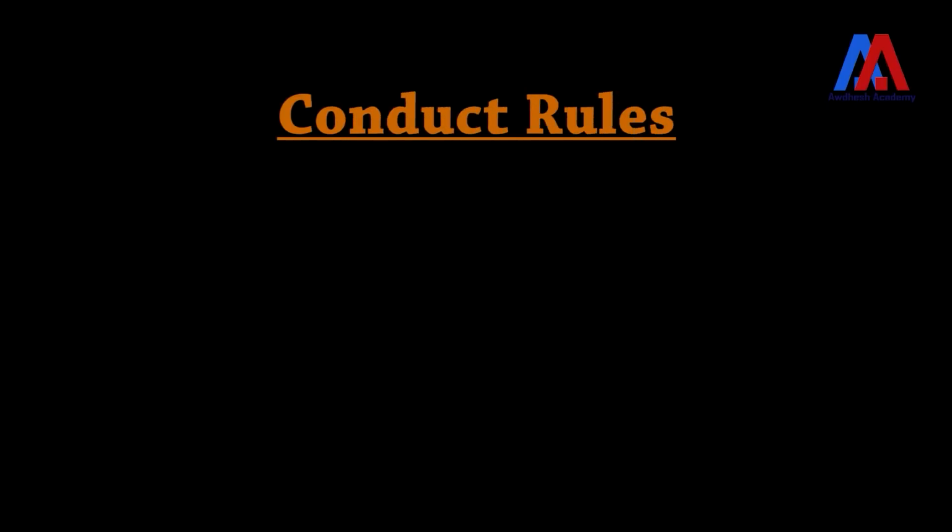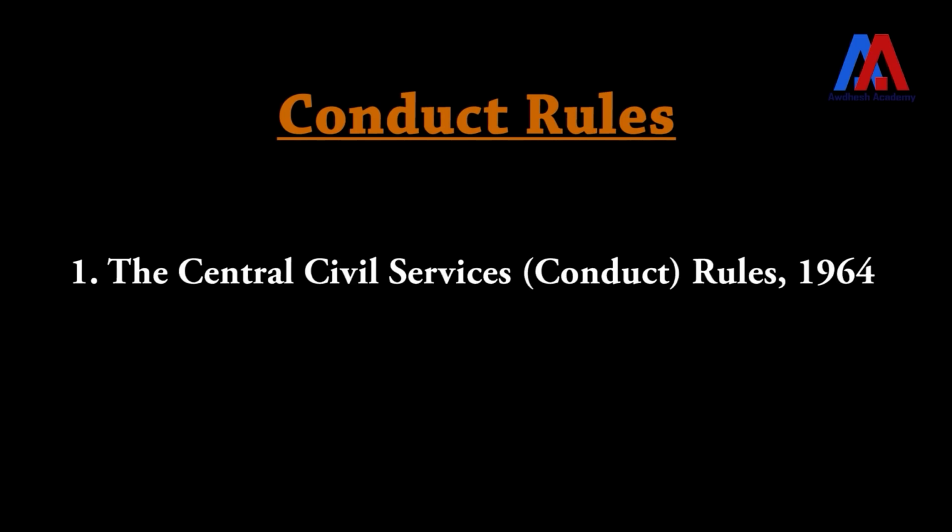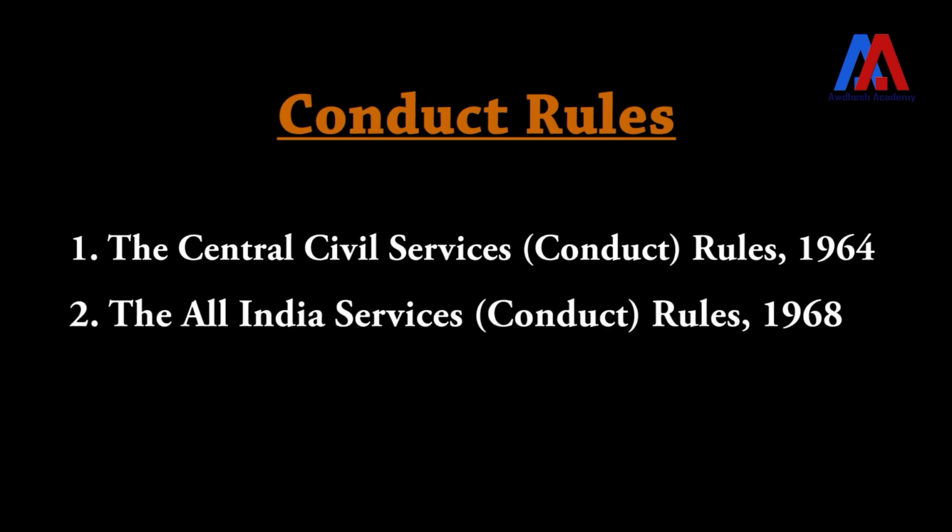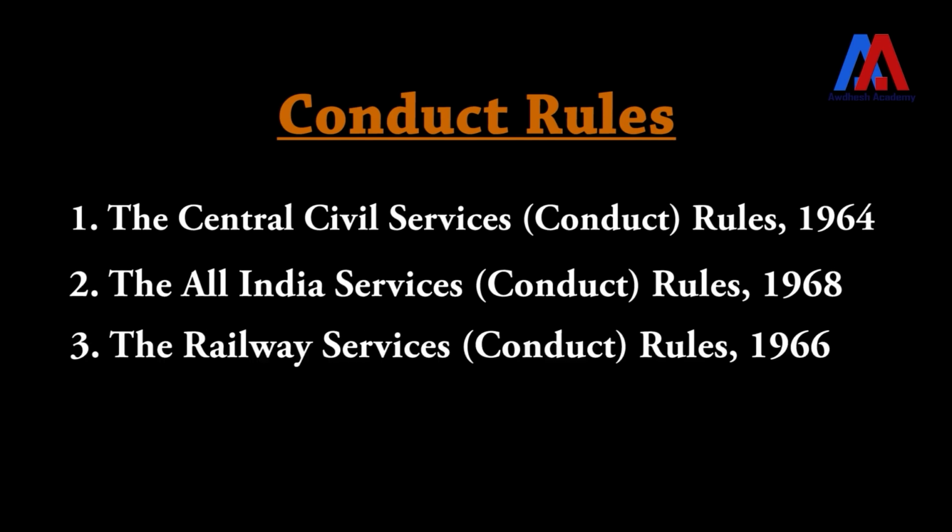There are different types of conduct rules in India. The Civil Services Conduct Rules 1964 is meant for the central government employees. This is not applicable for railways, all India services, public sector corporations or autonomous bodies. The second type of conduct rules are called All India Services Conduct Rules, 1968. This conduct rule is applicable for the All India Services, which are IAS, IPS and Indian Forest Service. Then we have separate conduct rules for railway employees, which is called the Railway Services Conduct Rules 1966.